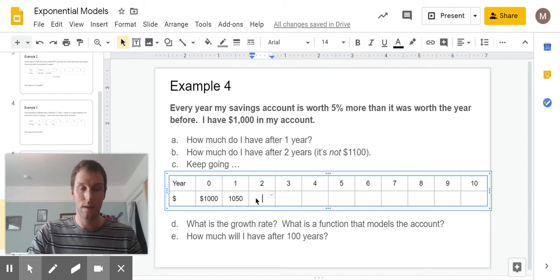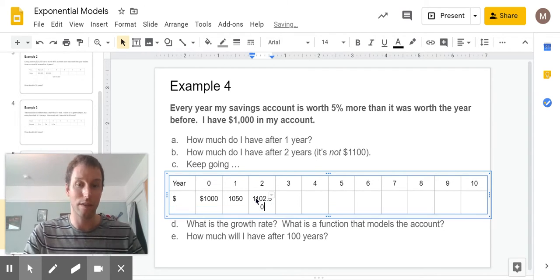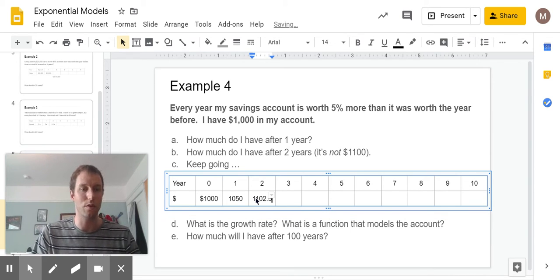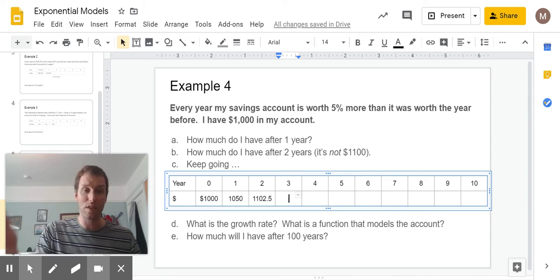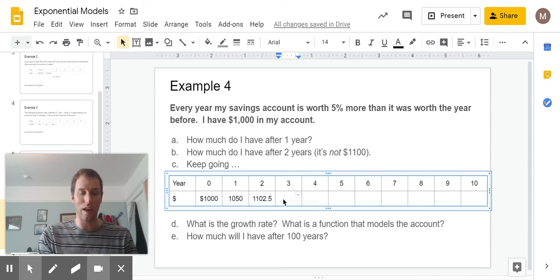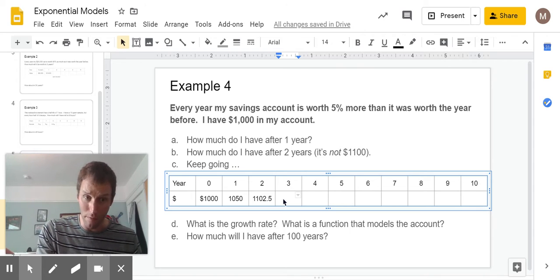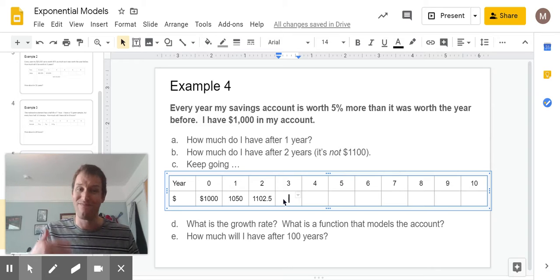I got $1,102.50. So I'm getting an extra $2.50, which is the interest on the $50 interest I already earned. At year three, now I'm earning 5% interest on my $1,102.50. Now, you might be doing $1,102.50 times 5%, which is 0.05, and then adding that to the original $1,102.50. That works. It's not the fastest way.